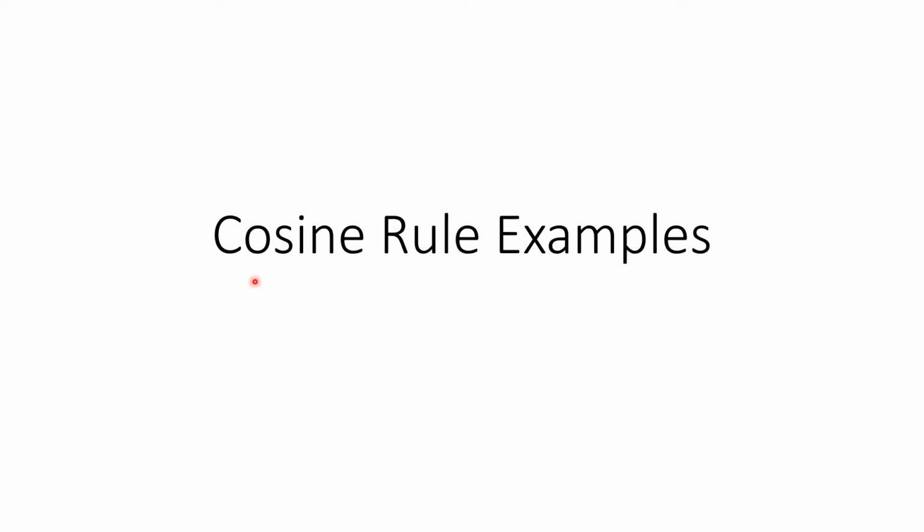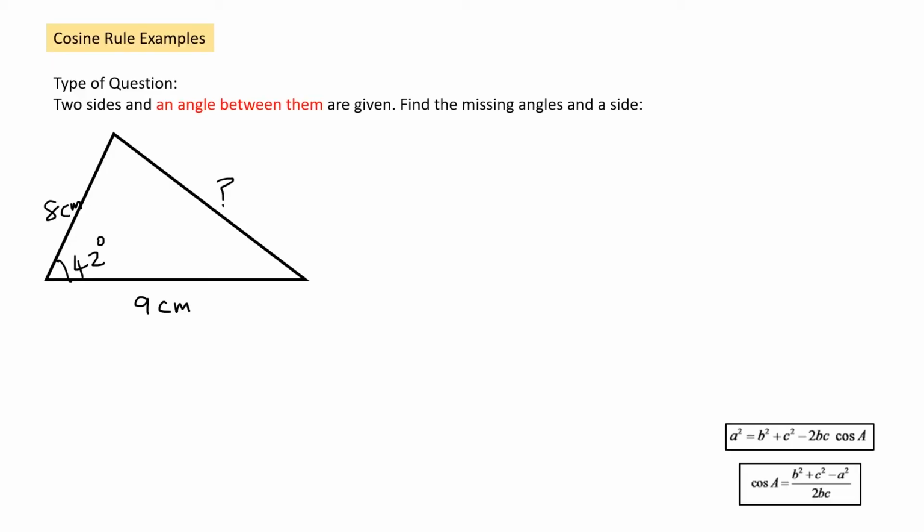Welcome back. In this video, we will look at a couple of questions on cosine rule. When it comes to cosine rule, there are two types of questions. First type, they will give you two sides and the angle between the two sides, and we'll be asked to find one of the missing sides.